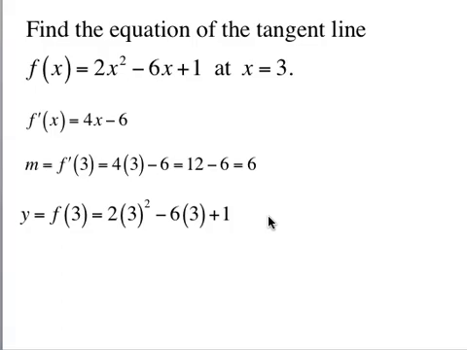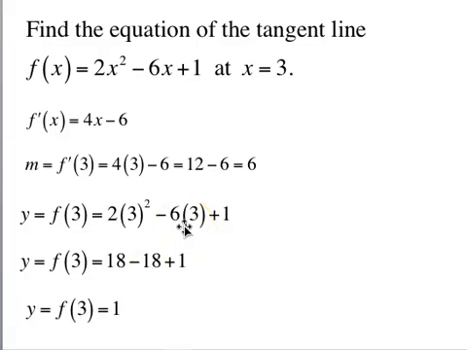I also need the y value. I'm told that the x value is 3. What is the y value of the original function? We're going to plug 3 in for x into this equation, 2x² - 6x + 1. 2 times 3 squared minus 6 times 3 plus 1. 3 squared is 9, 9 times 2 is 18, 6 times 3 is 18. We get 18 - 18 + 1, or y is 1. So at x = 3, y = 1. That's a point on the tangent line.